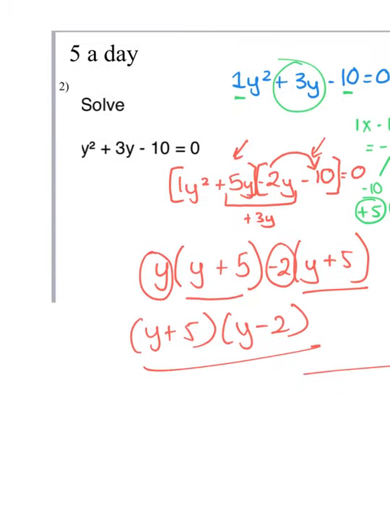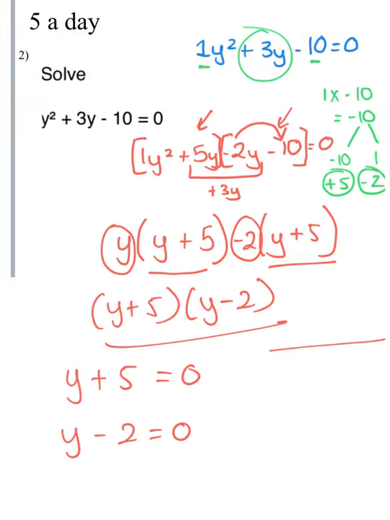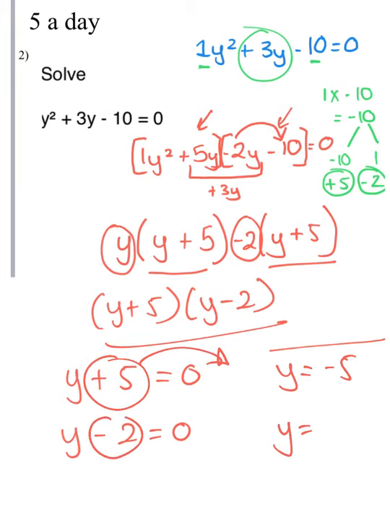And from this, if you want to find the values of y, we need to do y plus 5 equals 0 and y minus 2 equals 0. To find y for the first answer, y will be simply minus 5, because we move the plus 5 to the other side, it becomes a minus. And we move the minus 2 to the other side, which will become plus 2. So we've got two values of y.